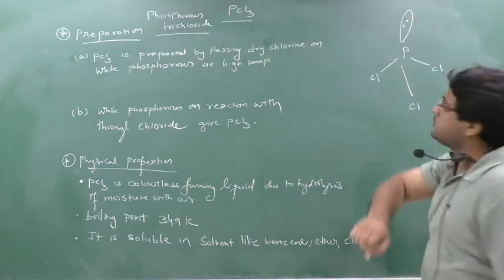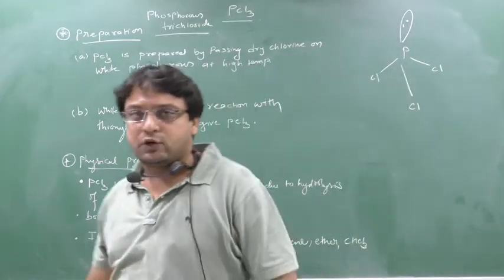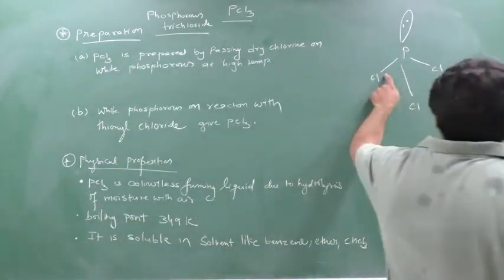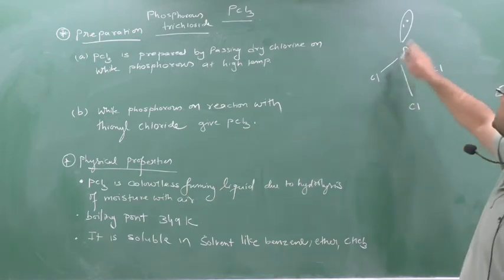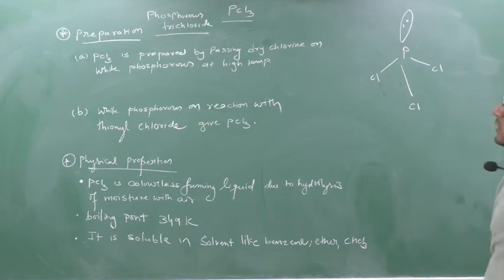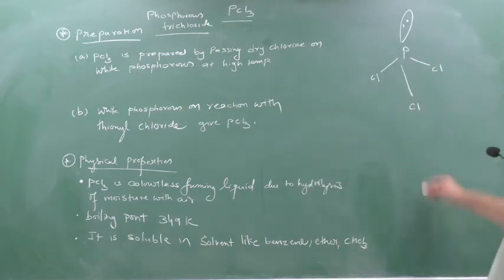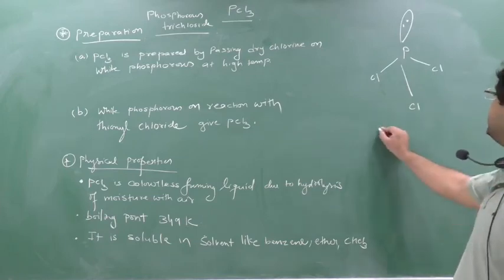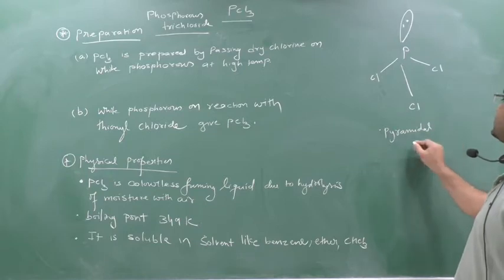Why? Because phosphorus belongs to group 15, and group 15 is an electron rich group. After making 3 bonds with chlorine, 1, 2, 3, 4, 5, 6, one lone pair will be left. So they are capable of donating the lone pair, so they act as a Lewis base. Yes or no? Clear? So this is PCl3. The structure is pyramidal. Write down the pyramidal structure.